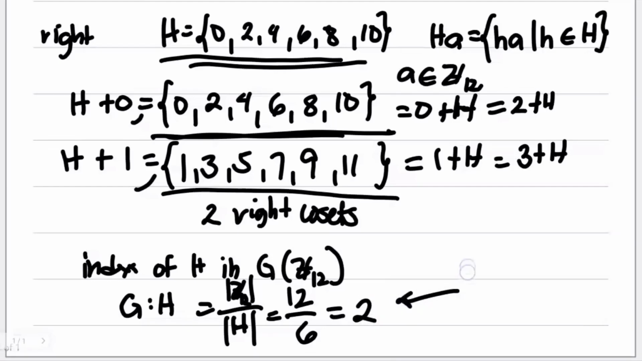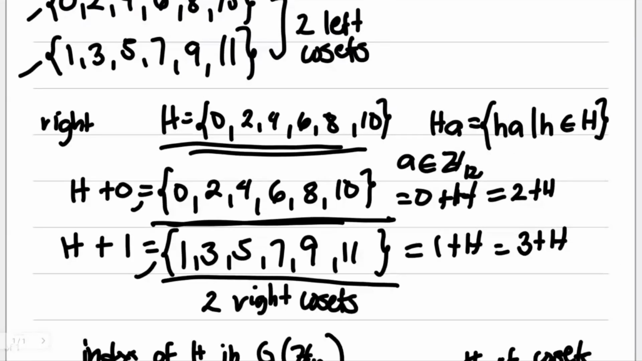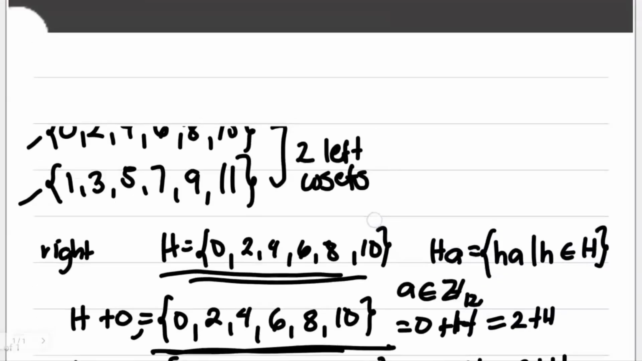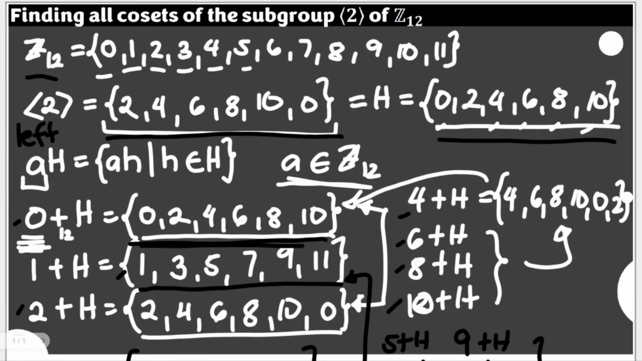This determines the number of cosets. But in this case, because we have commutativity, the number of cosets here is true for both the right and left cosets. And similarly, they are actually the same cosets. So these are all the cosets: we have the same two left and two right cosets for the subgroup generated by 2 of our group Z12.